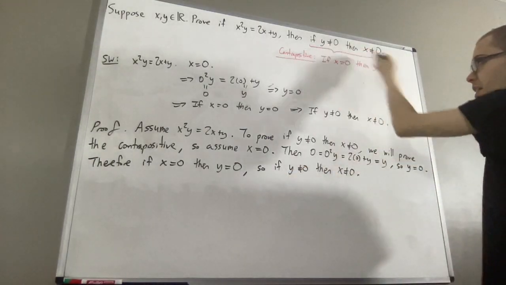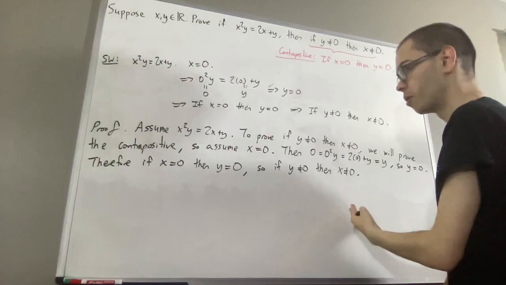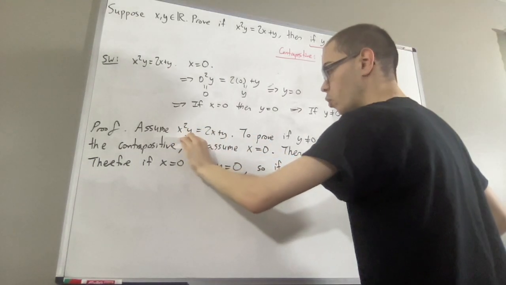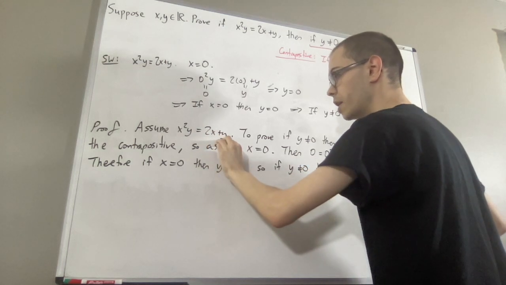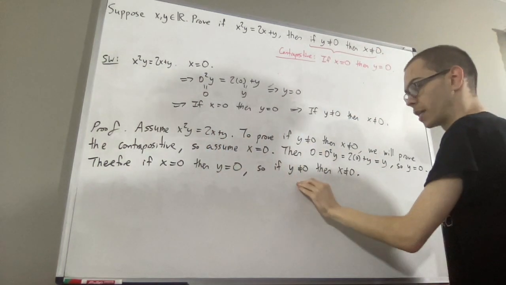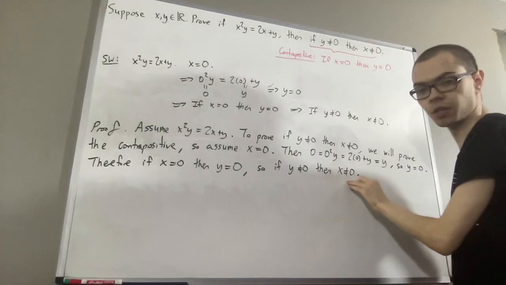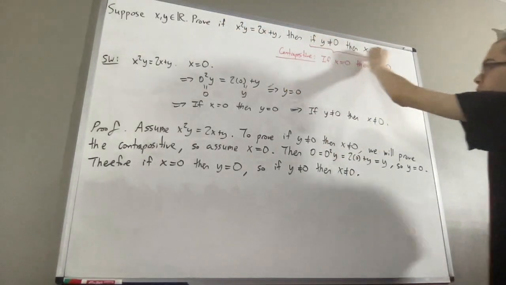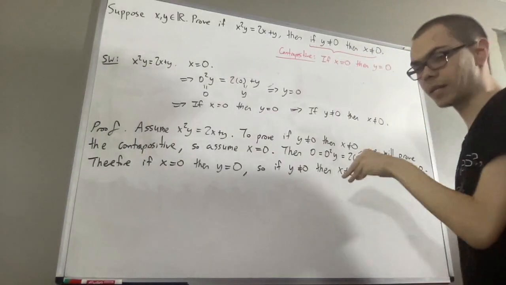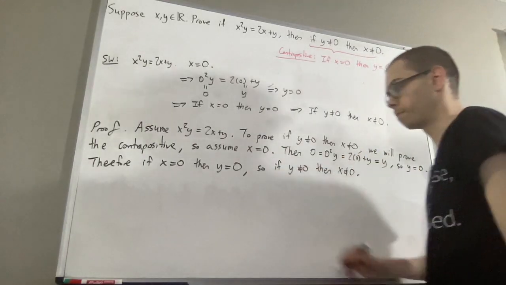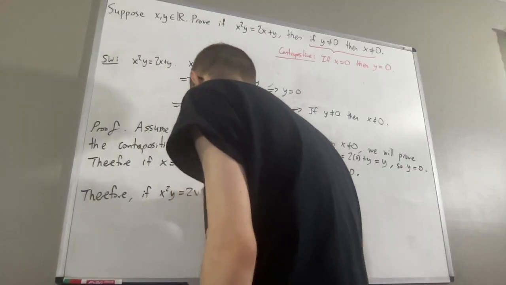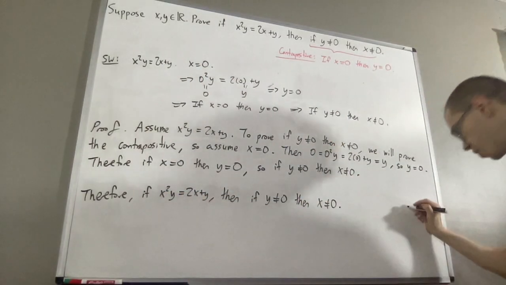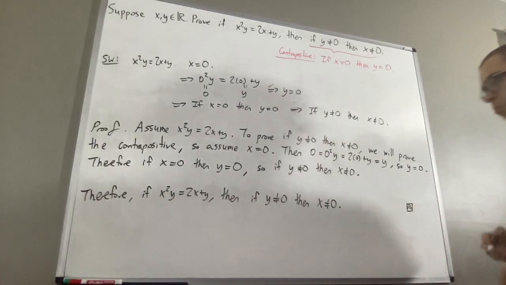So that's it. Putting this all together now, we have shown under the assumption that x squared y is equal to 2x plus y, it follows if y is not equal to 0, then x is not equal to 0. So that means we've proven this entire conditional statement. And so I'm going to write that down in the proof as well. So that's it. This completes the proof.